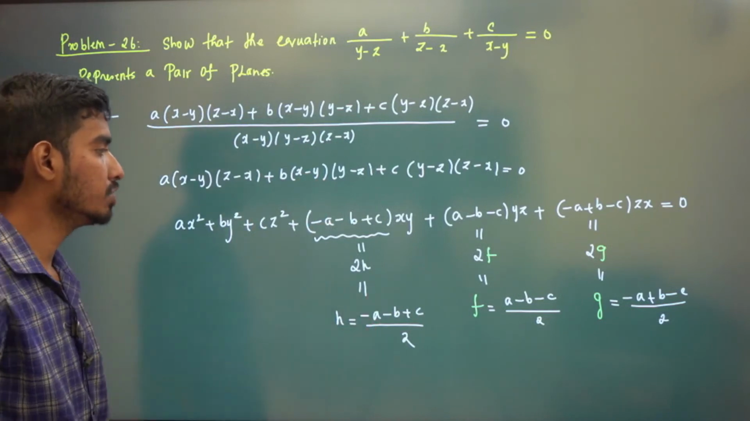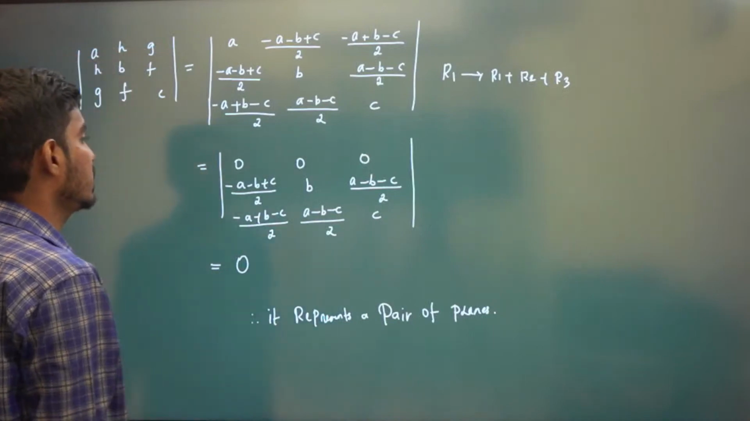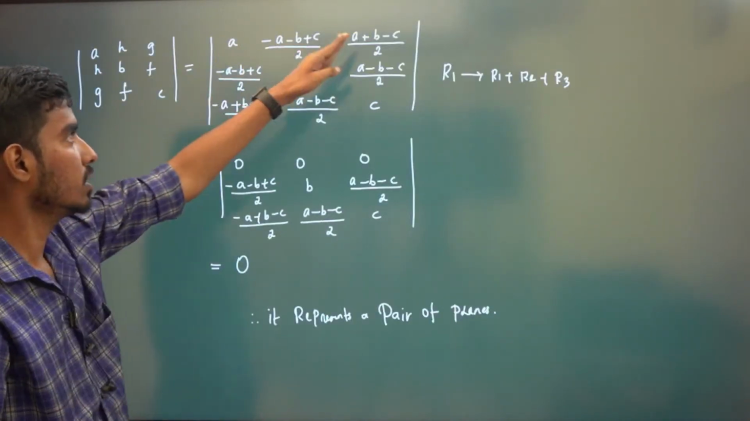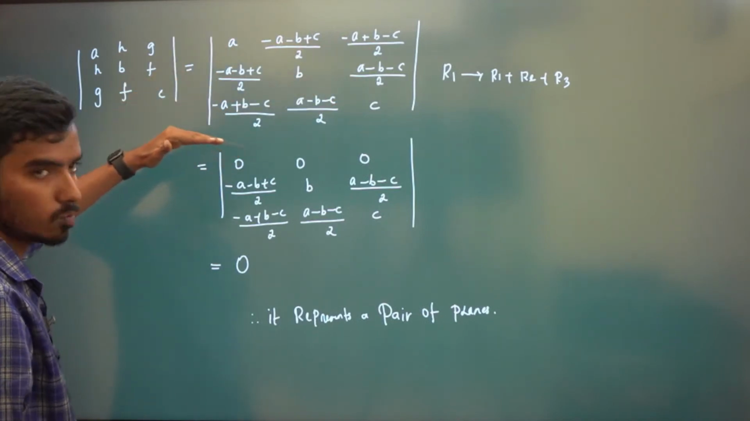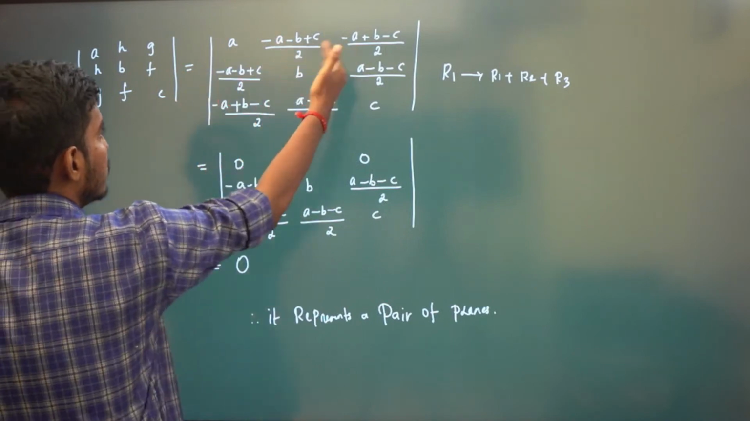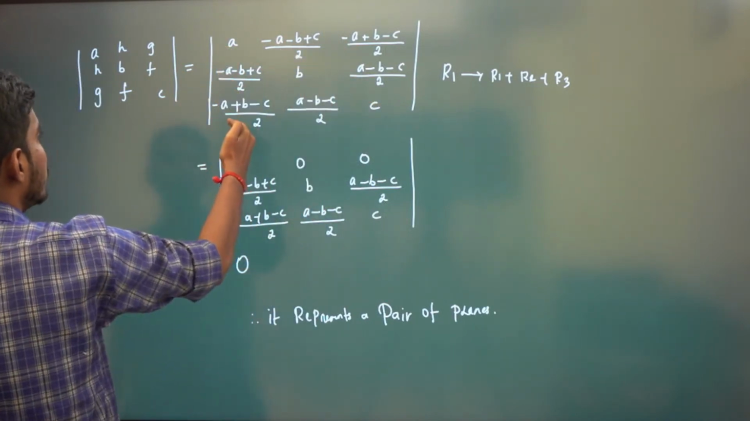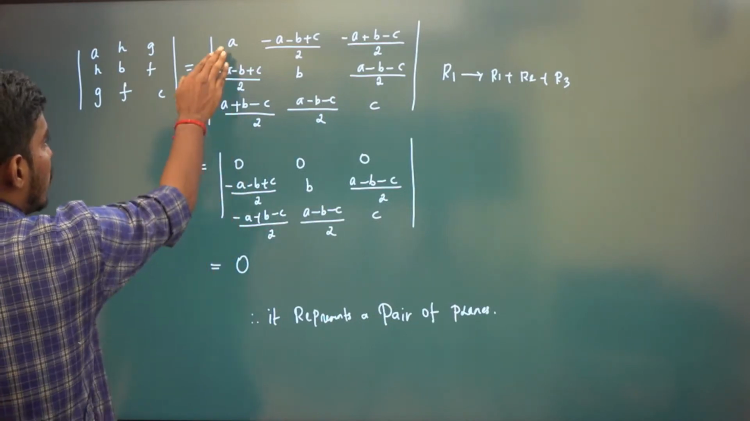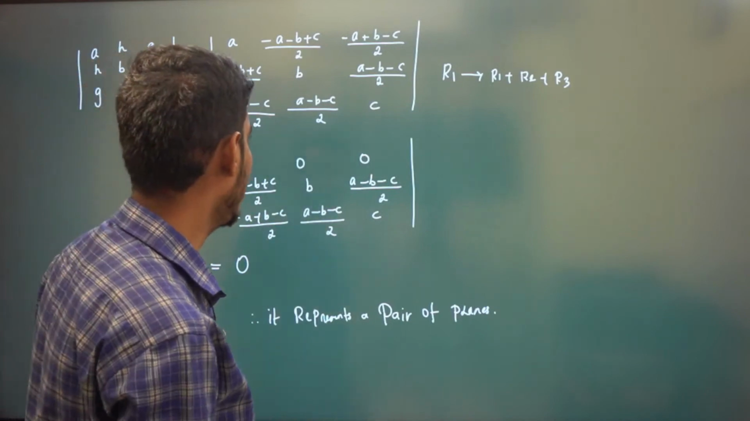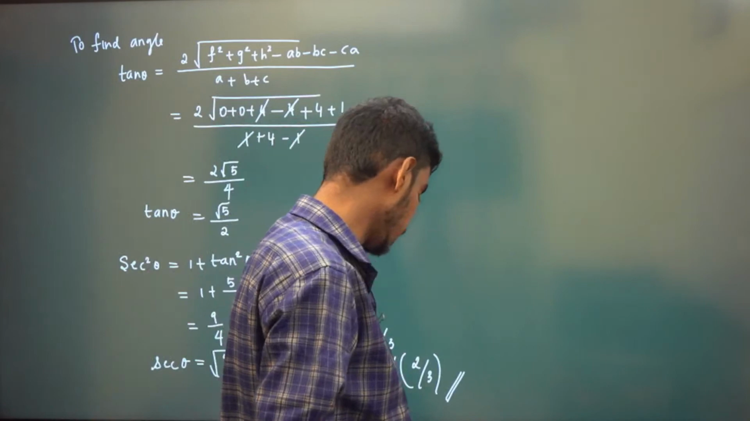To find the coefficients a, b, c, f, g, h, substitute back here and use the row operation. You will get this is equal to 0, right? You can either use C1 + C2 + C3 or R1 + R2 + R3. R1 + R2 + R3 will also be 0. C1 + C2 + C3 is also 0, right? I'm using R1 + R2 + R3. You can use any operation, that will be 0, right? So that's it. So we have completed planes.